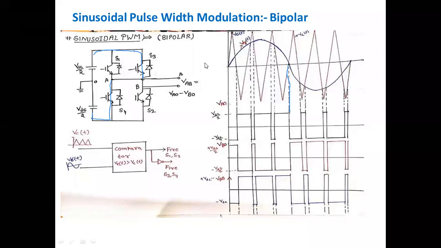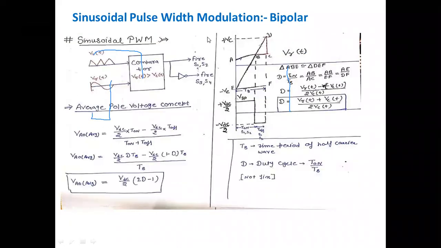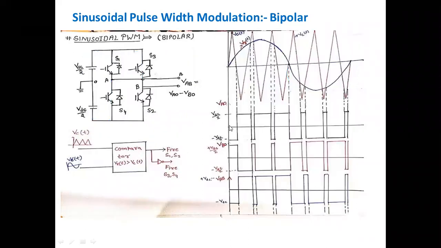Now, let's get to the next point. Now here, we have seen that in sinusoidal pulse width modulation, we compare the triangular waveform to your reference signal, that is your sinusoidal waveform, and this is your modulation. Now I want to calculate the average pole voltage. Okay, I want to calculate the average pole voltage. Meaning, this is your pole voltage between A and O, and this is your VB0. So this is your pole voltage.